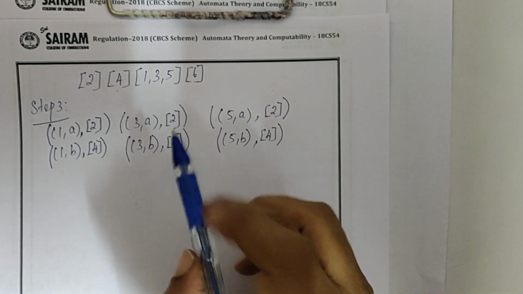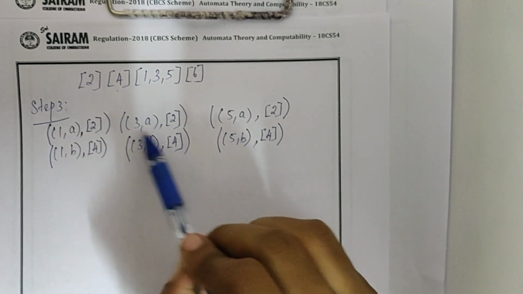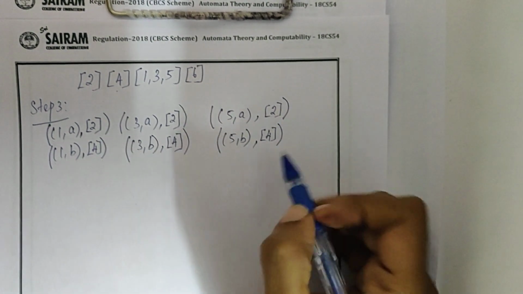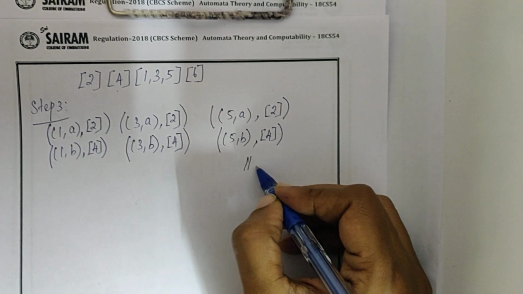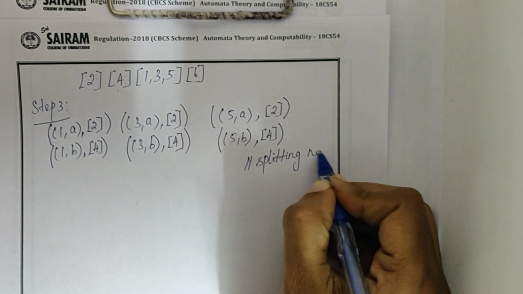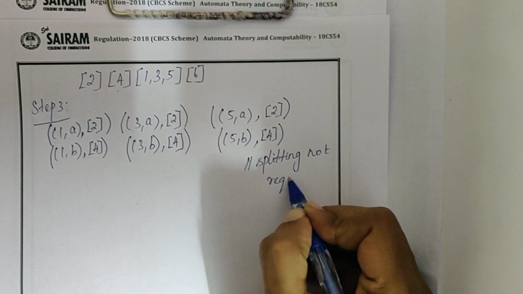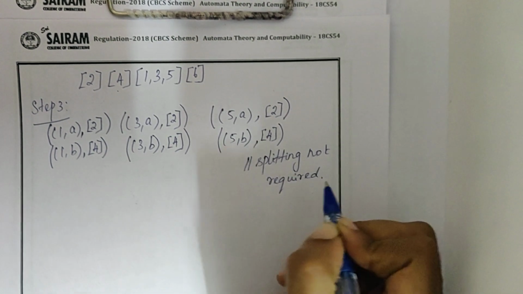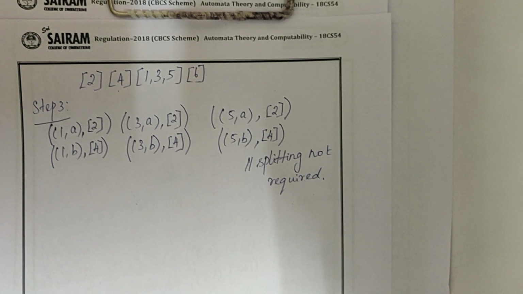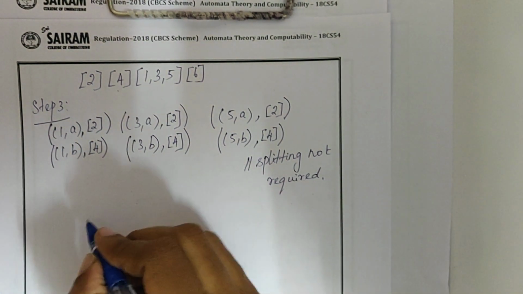Correct. Now check: all A transitions are moving to 2, all B transitions are moving to 4. What conclusion should I write? Splitting not required. Right. Now I have to write my minimized transition diagram.